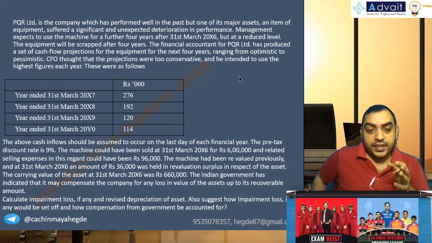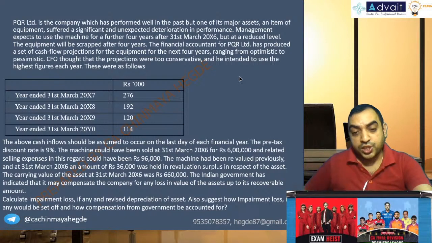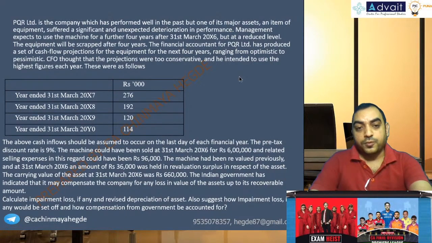The Indian government indicated that it would compensate the company for any loss. Calculate the impairment loss and revise depreciation. Also, state how the impairment loss would be set off and how compensation from the government would be accounted for.